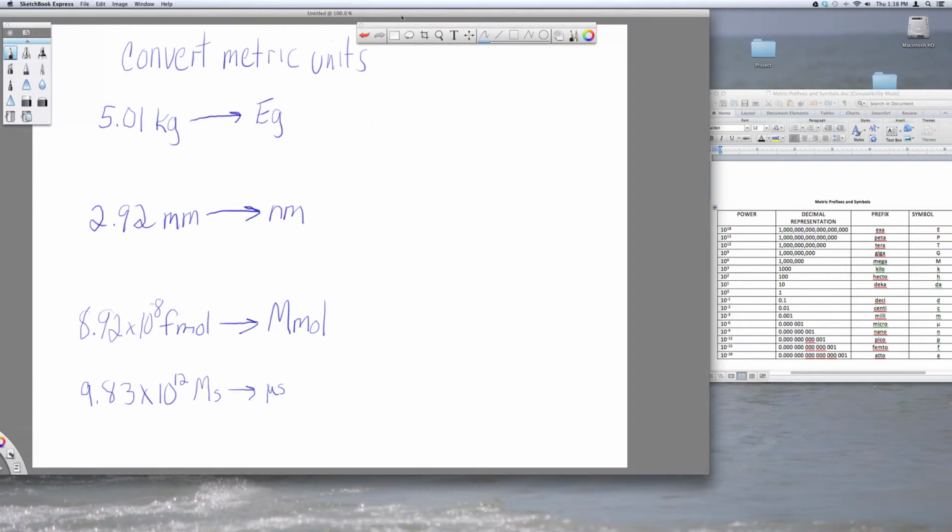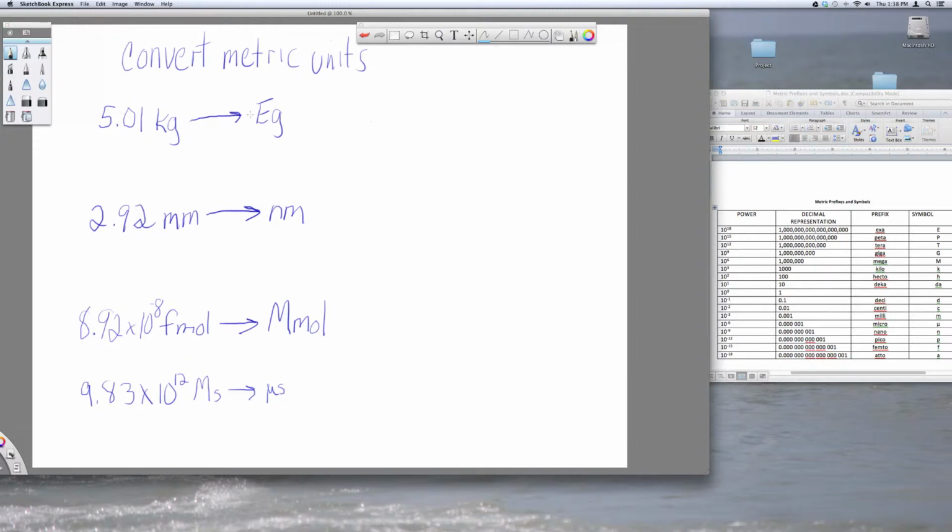All right, this is a little practice session over converting metric units. This is the more efficient way. I want you to know how to do it instead of trying to count decimal places. I want you to use what's called dimensional analysis. Dimensional analysis is simply using fractions to help you convert from one unit value to another. So we're going to do a few examples here.